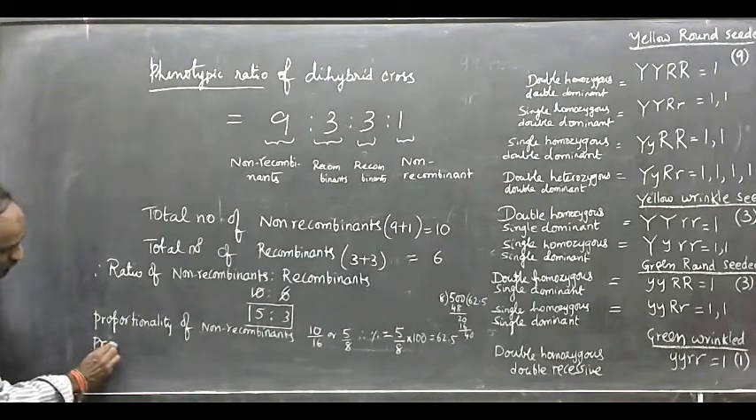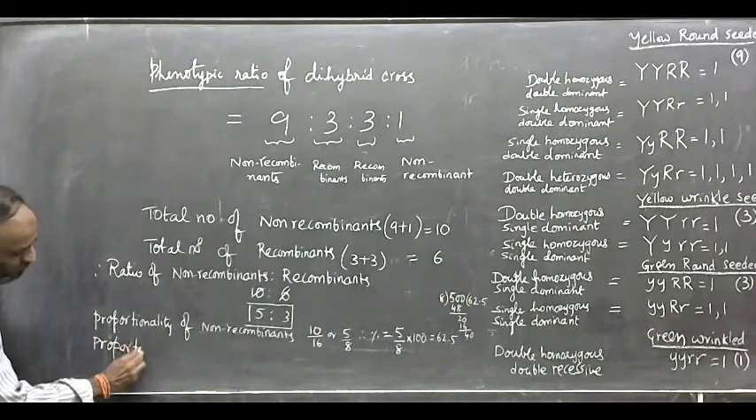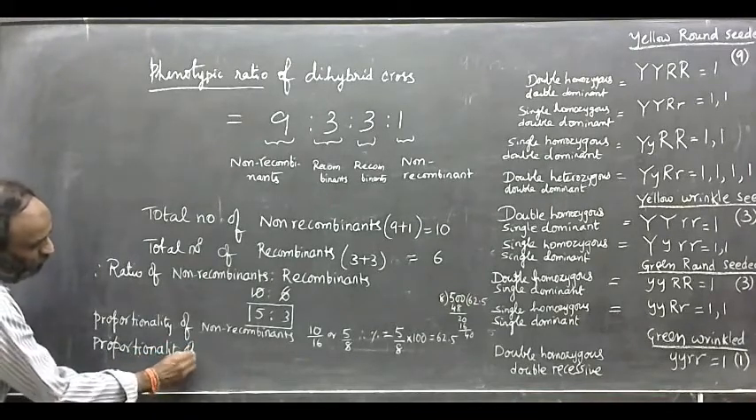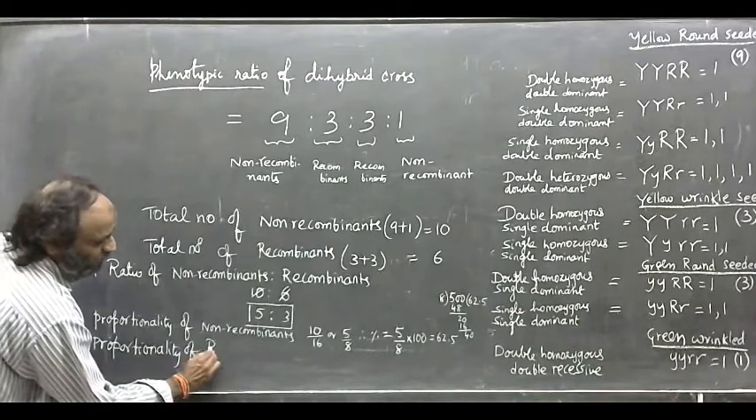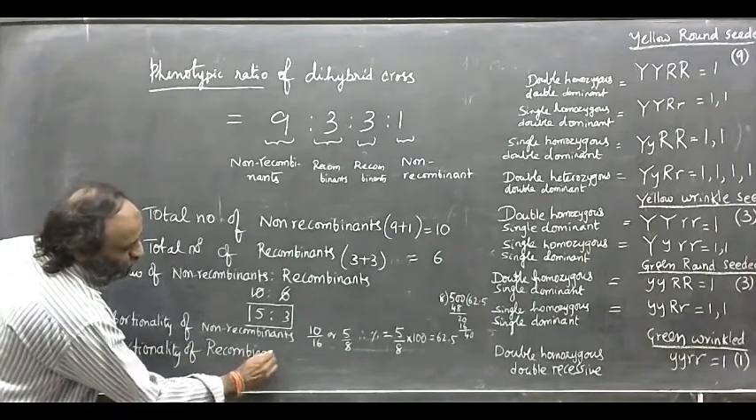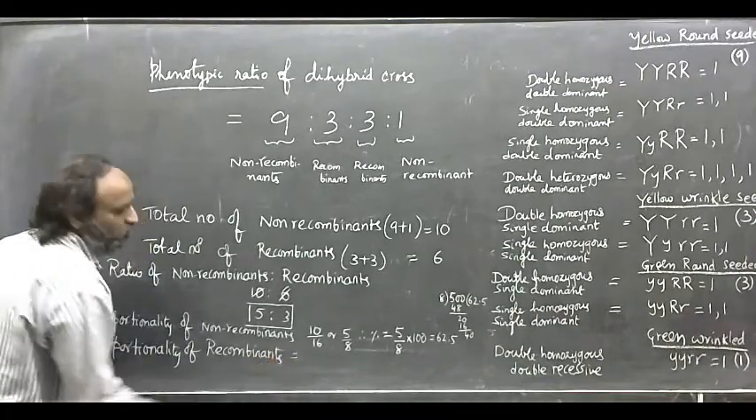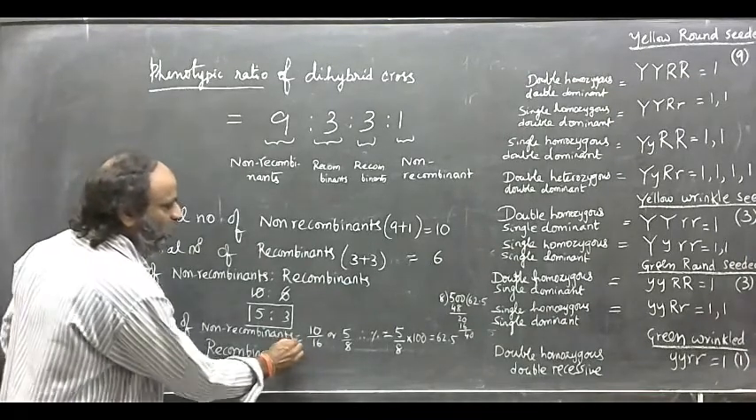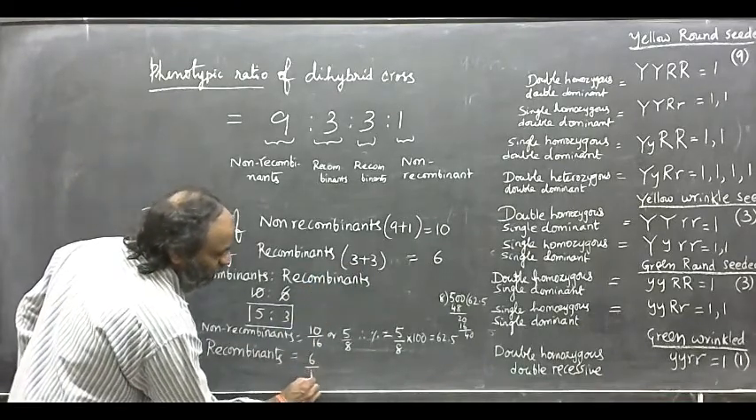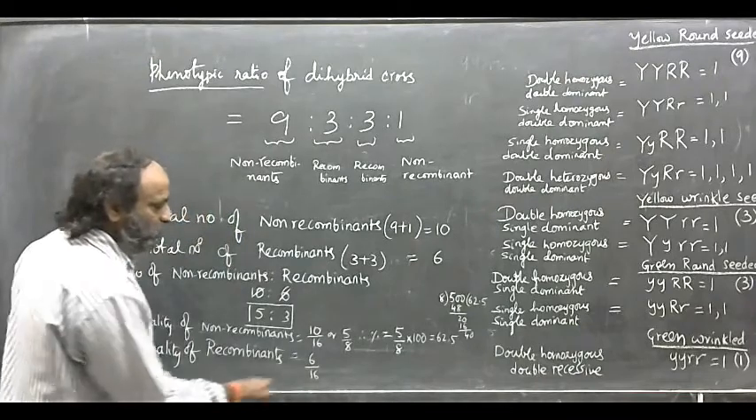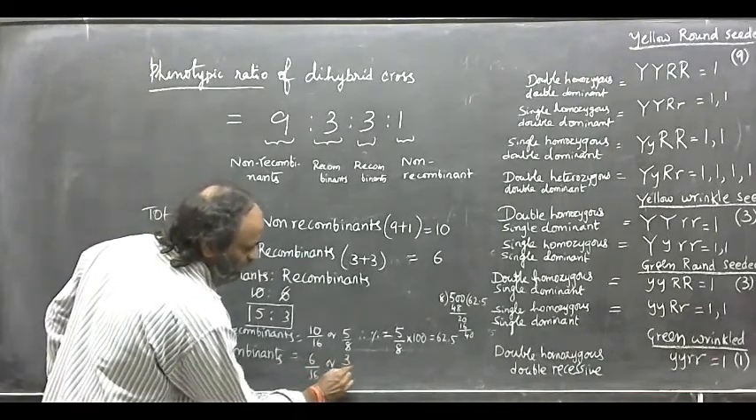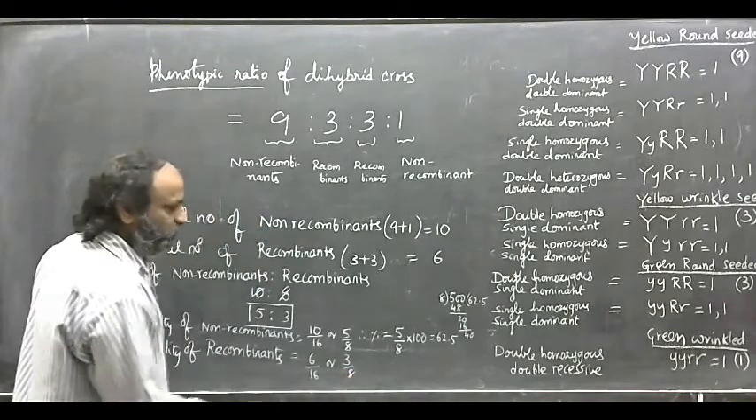Similarly, the proportionality of recombinants. How many of them are recombinants? 6 out of 16. Or you can write 3/8. 2 3s are 6, 2 8s are 16.